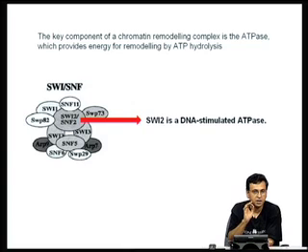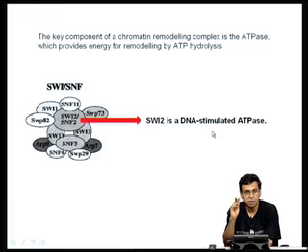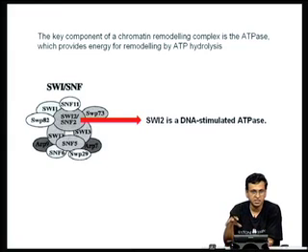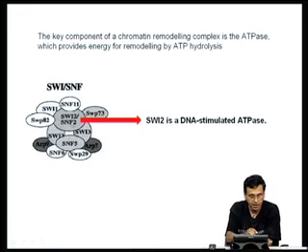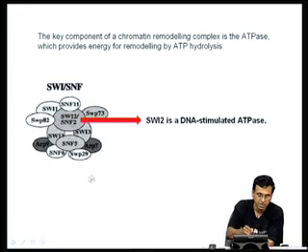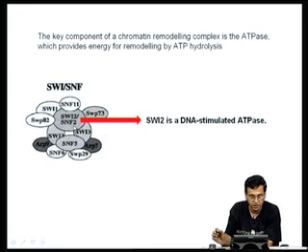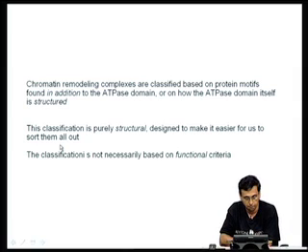One of the key components of this chromatin remodeling complex is a protein which contains an ATPase activity. That means it is capable of hydrolyzing ATP to ADP and Pi, and since the entire process requires energy, this ATPase activity is very important for the entire remodeling process. For example, in the SWI-SNF complex, a protein called SWI2 is a DNA stimulated ATPase, which plays a very important role in the entire process of chromatin remodeling.